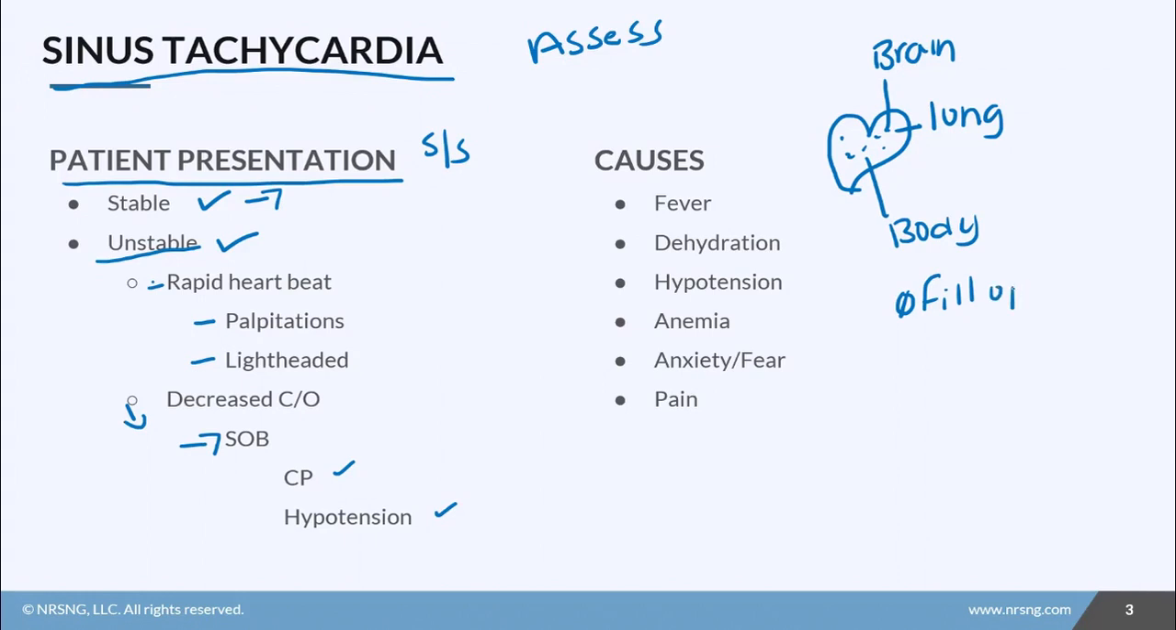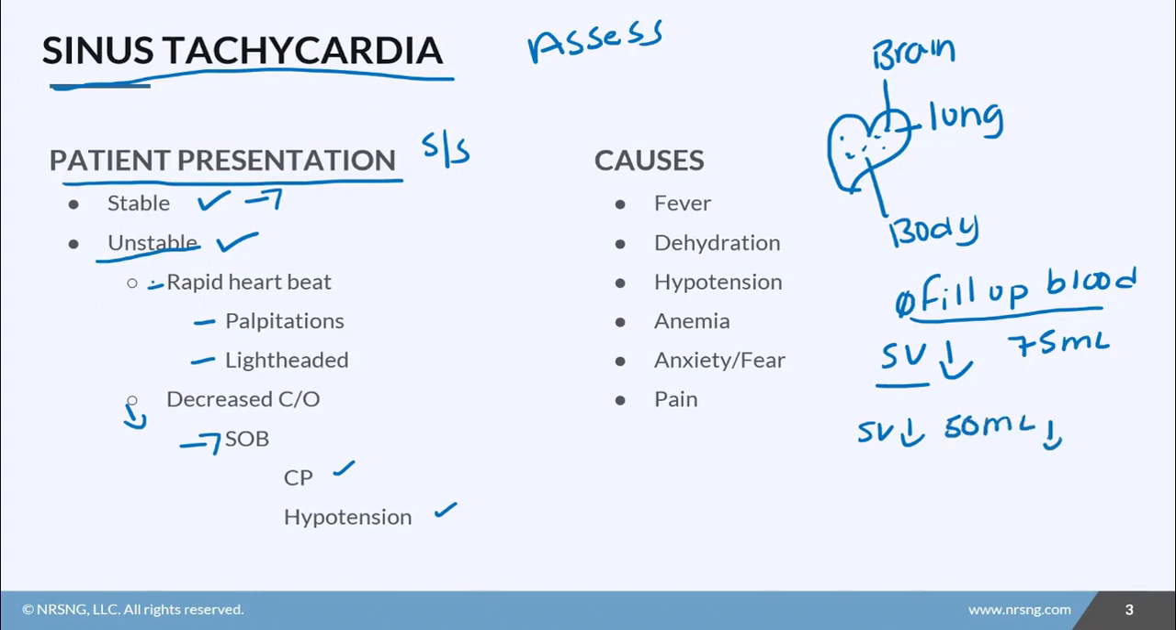So when the heart is contracting really, really fast, it does not have enough time to fill up with blood. So if it does not have enough time to fill up with blood, the stroke volume is going to be decreased. And the stroke volume is the amount of blood that's ejected with each contraction. So normally it's about 75 mils. So when the heart does not have time to fill up with blood, the stroke volume decreases. So let's say it's about 50 mils. And this causes the cardiac output to decrease. And this is why people complain of shortness of breath or chest pain or hypotension and the lightheadedness.